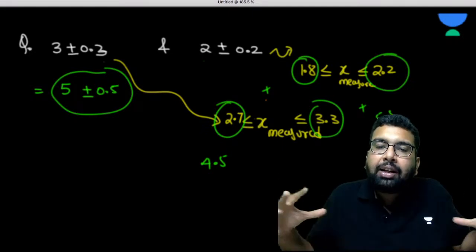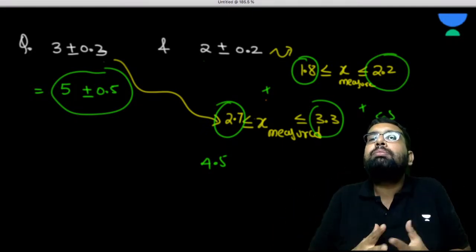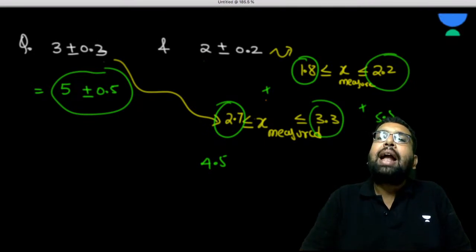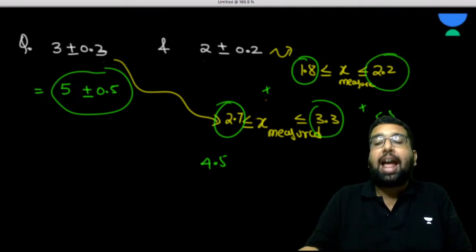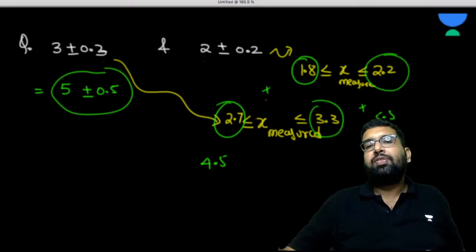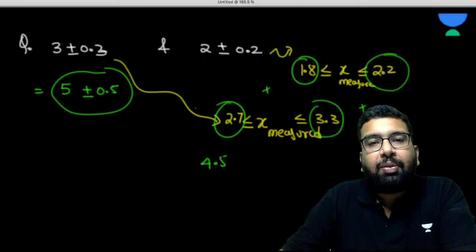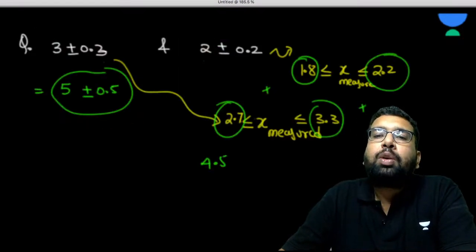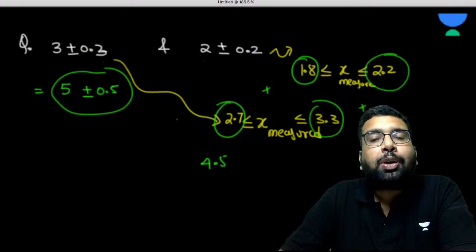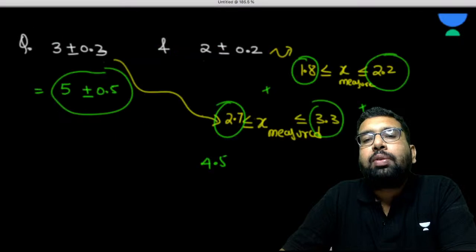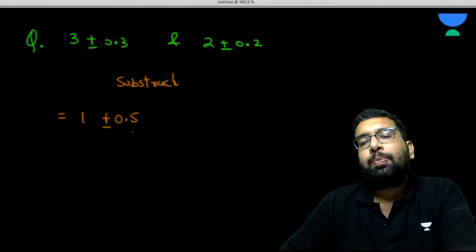When you are subtracting two quantities, the maximum difference you are going to get is when you are subtracting the most extreme values. So either way, you are going to get this. When you subtract 2.2 from 2.7, you are going to get 0.5. And when you subtract 1.8 from 3.3, you are going to get 1.5.